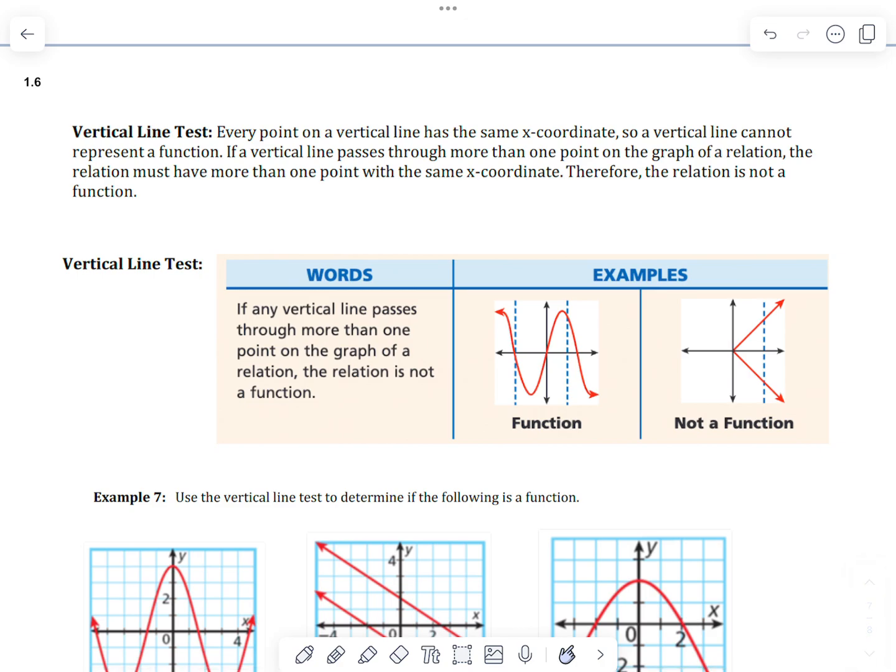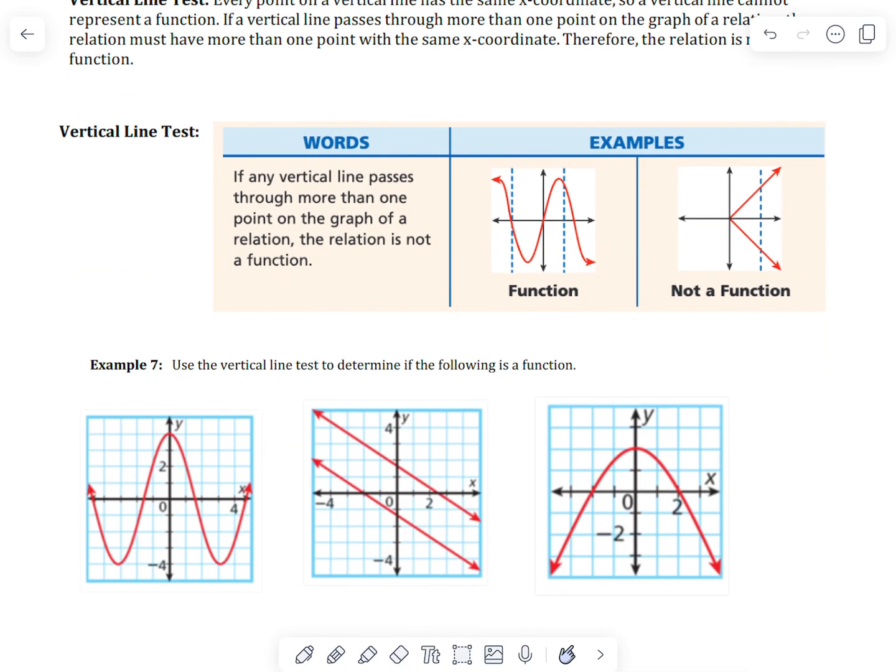Vertical line test: every point on a vertical line has the same x coordinate, so a vertical line cannot represent a function. If a vertical line passes through more than one point of a relation, the relation is not a function. So here's a couple examples.